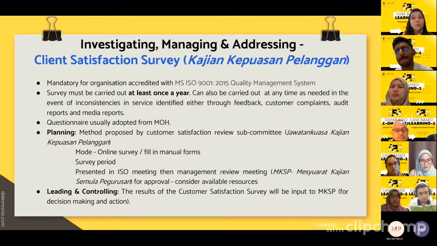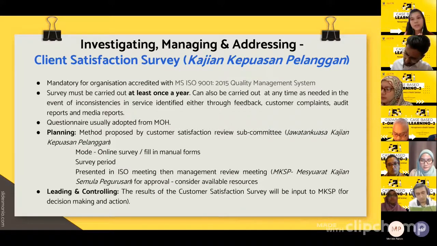We know that it is a requirement under the ISO for an organization to have a method to obtain, monitor, and review client satisfaction. And the client satisfaction survey must be done at least once a year. The customer or client can be divided into two types, the internal or the external clients. For the purpose of this CBL, we shall refer to it as external client, the patients. And for Ministry of Health facilities, there is a questionnaire template prepared by the Ministry of Health, which can be used by the management to conduct this survey.